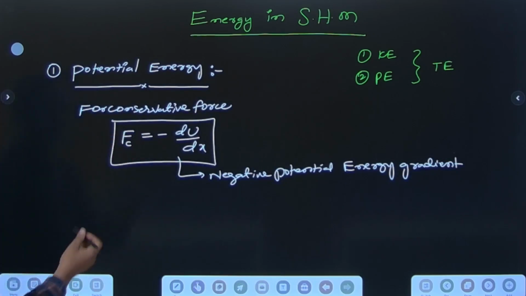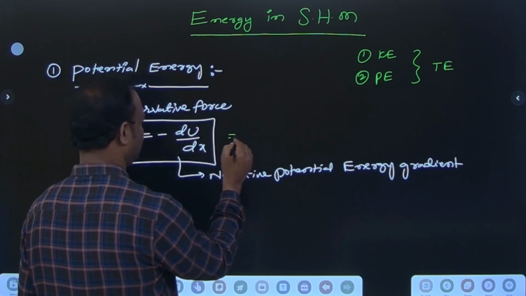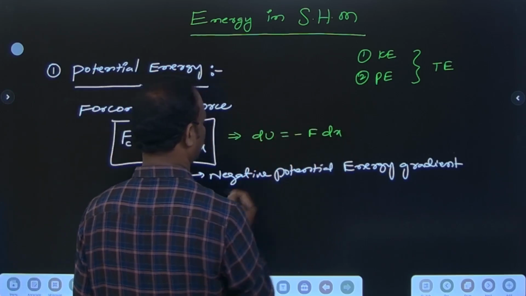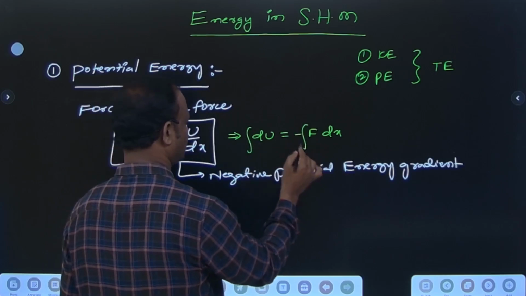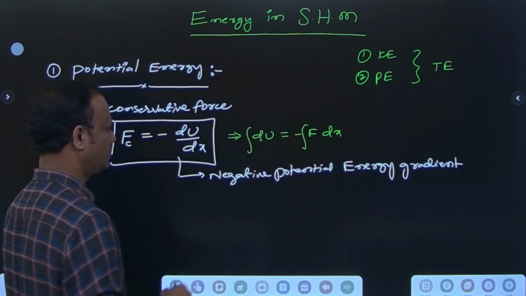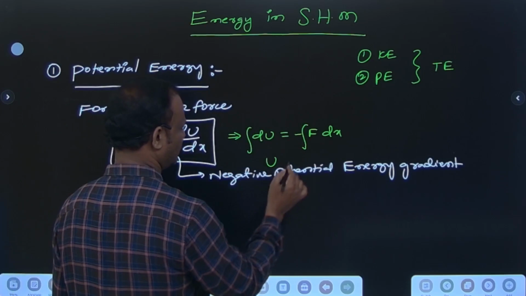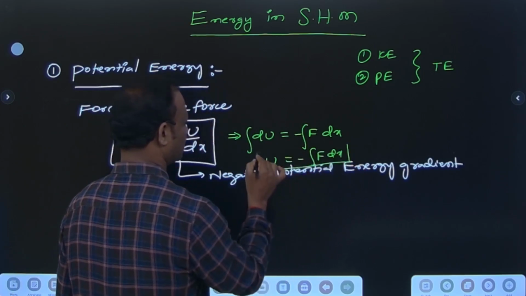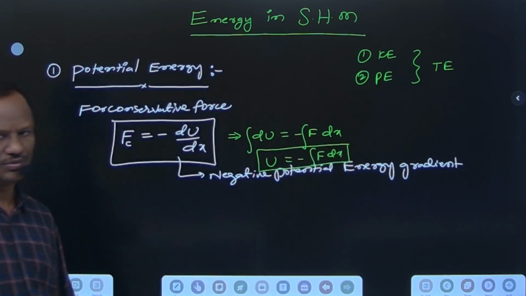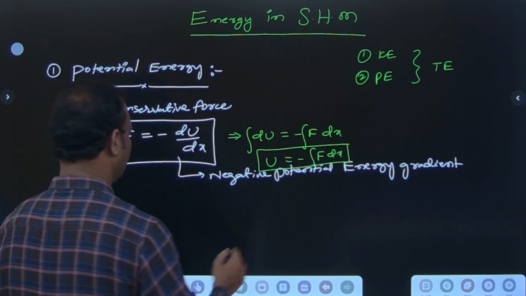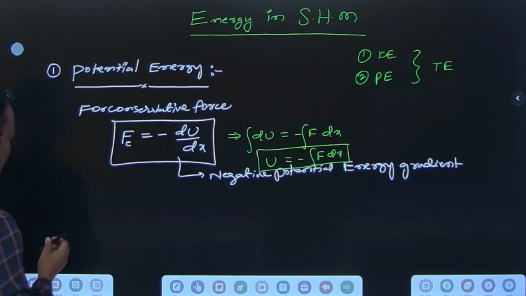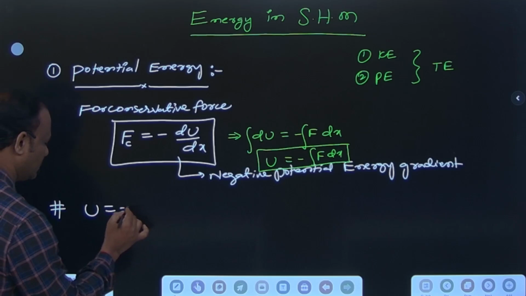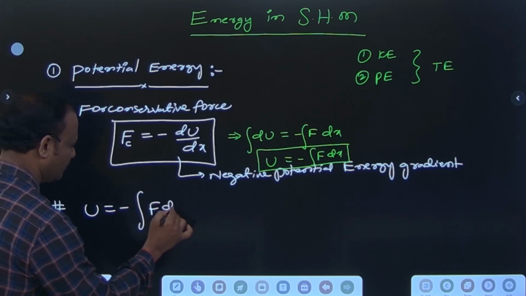Fc. So, from here, dU is equal to minus F dx. Taking integration on both sides, the integration of dU is U, equal to minus integration of F dx. So U, the potential energy, is minus integration over F dx.